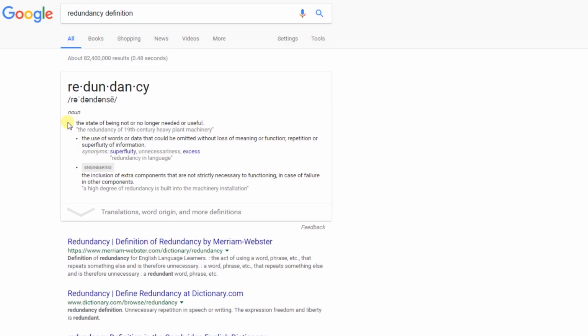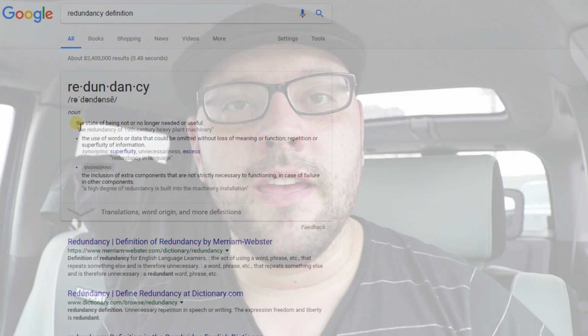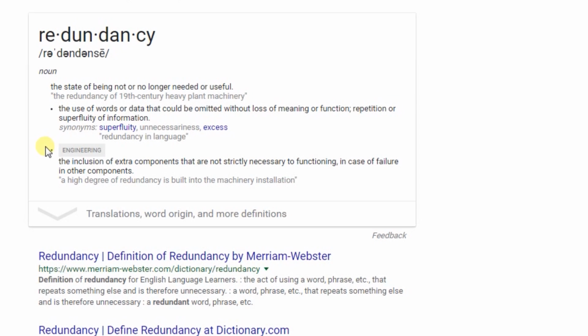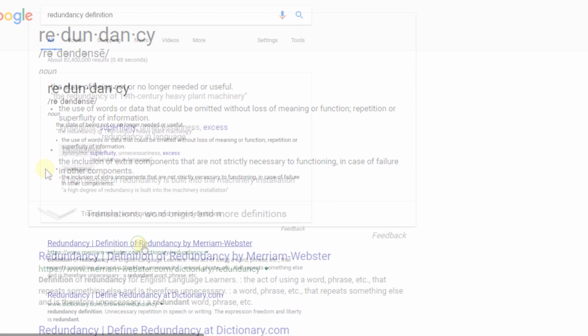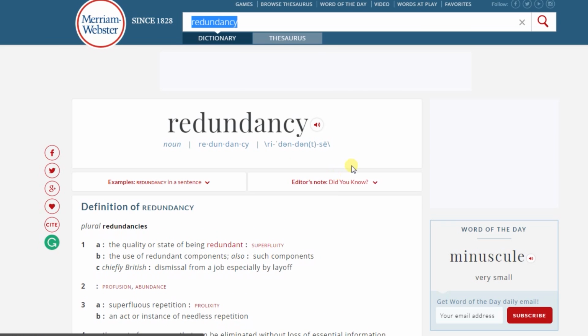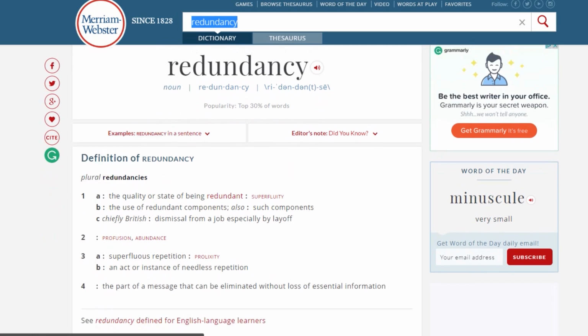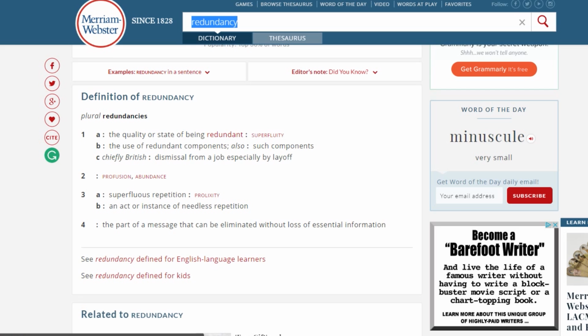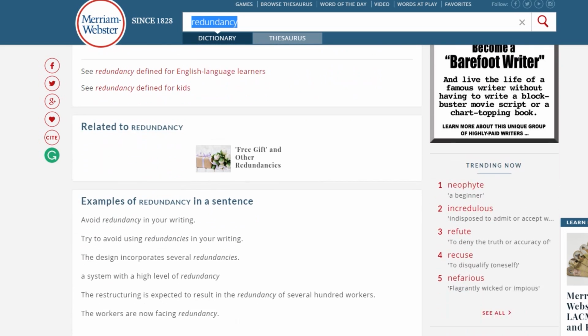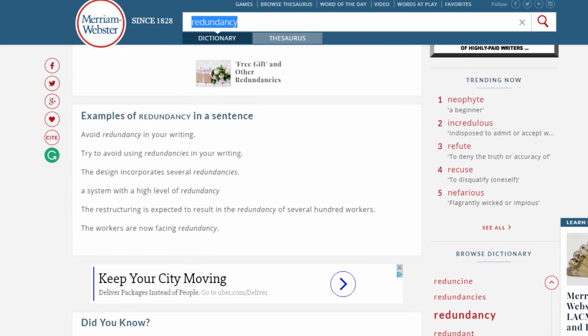So redundancy is the state of no longer being needed or useful. I work in software engineering, so in engineering, that means the inclusion of extra components that are not strictly necessary to functioning in case of failure in other components. And then in Webster's Dictionary, redundancy, closely related to redound, has stayed close to the original meaning of overflow or more than necessary. Avoiding redundancy is one of the prime rules of good writing.